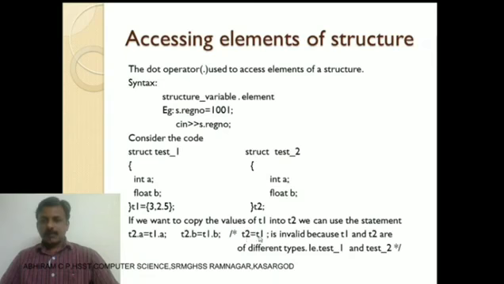Remember, t2 equal to t1 is invalid because t1 and t2 are of different types. t1 is of type test1, t2 is of type test2. Remember this code for the examination point of view.